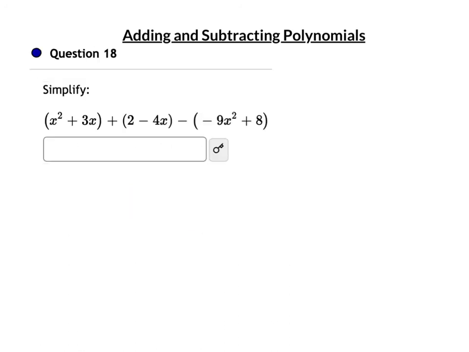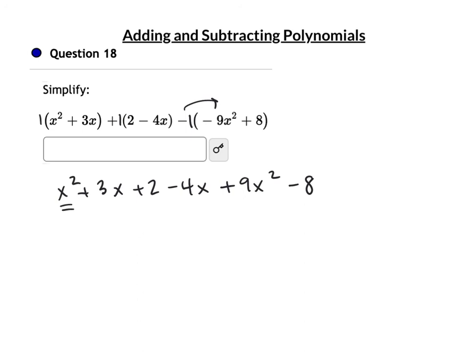This last question has three sets of binomials that we're adding and subtracting. When I'm adding, those parentheses don't do anything. I could distribute positive 1, nothing would happen. X squared plus 3x plus 2 minus 4x. And then I'll distribute the minus. Negative 1 times negative 9 makes positive 9x squared. And negative 1 times positive 8 makes negative 8.